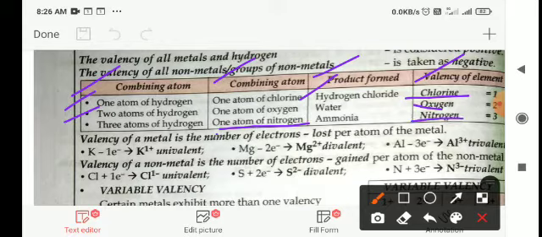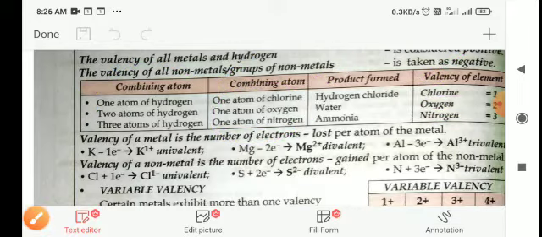So you can see, for a particular element, how many hydrogens are attached. If one hydrogen is attached, then the valency of that element will be 1. If two hydrogens attach, the valency will be 2, and if three, the valency will be 3. So the valency depends upon how many hydrogens get attached to a particular element.